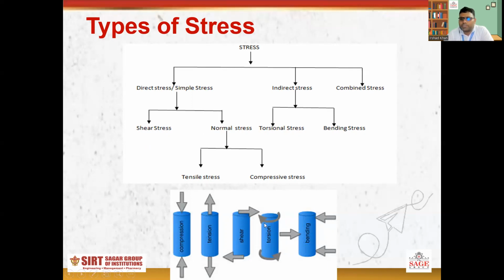If the load is a kind of twist on the body, it generates torsional stress. And if the load is applied like this with two supports here, it gives you the bending stress. Hope you understand the types of stress.